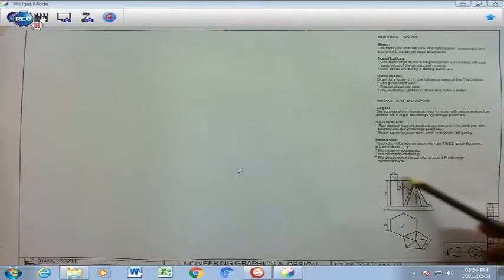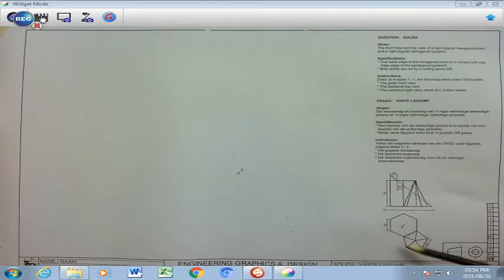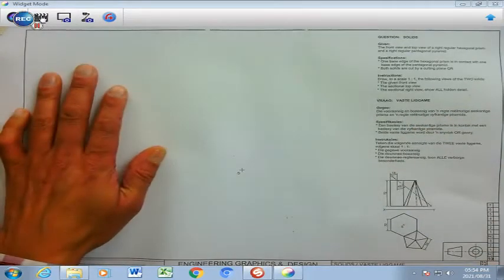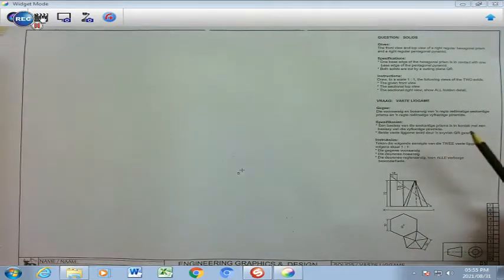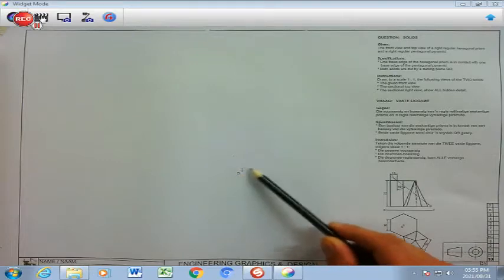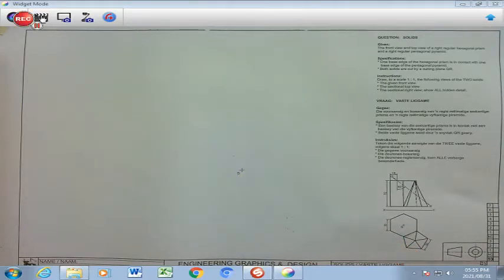And then you are instructed to draw to a scale 1:1 the following views of the two solids: the given front view, which is that over there, the sectional top view, which is going to be here, and the sectional right view, which is going to be on your left hand side there. And you need to show all the hidden detail, which basically means all the dash lines. Learners, keep in mind that point S as a reference point has been given for you to start your drawing.